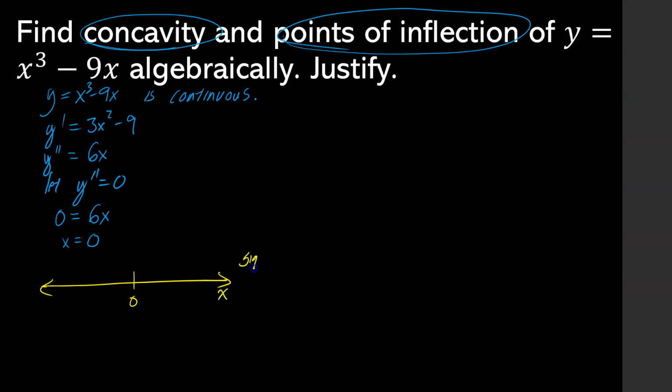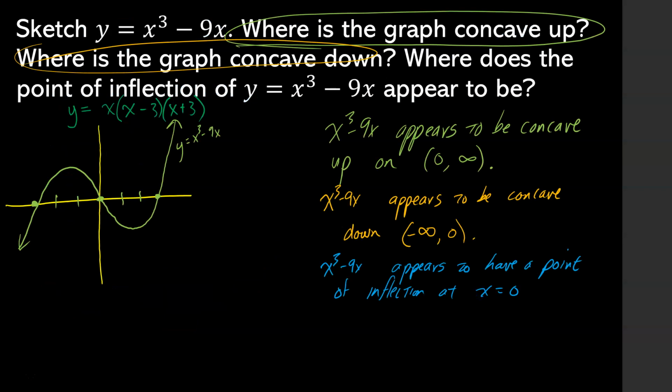And now, the sign of not y prime, y double prime. So let's choose a number greater than 0 like 1. What do you get when you put 1 into 6x? A positive number, which means y is concave up for x values greater than 0. Choose a value less than 0 like negative 3. When you put negative 3 into y double prime, you get a negative value, meaning y is concave down for x values less than 0. Doesn't that look like what we graphed earlier, x cubed minus 9x?